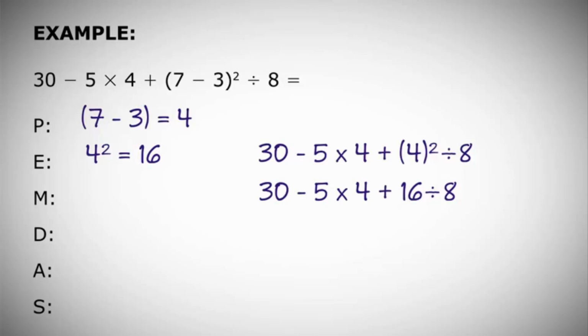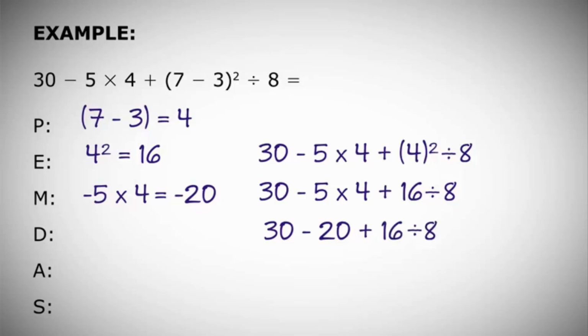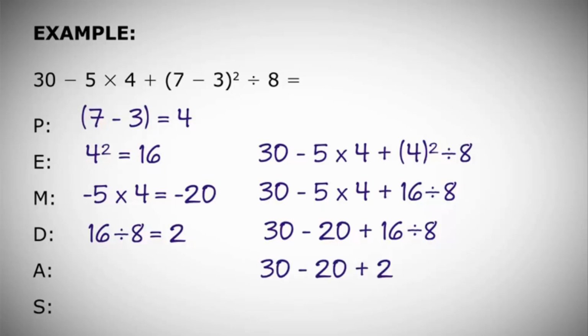Our next task is to take a look at the multiplication in the expression. We have 5 times 4 in our expression, which is equal to 20. Replacing that, we get 30 minus 20 plus 16 divided by 8. Next, we want to tackle division. 16 divided by 8 is equal to 2, leaving us with the expression of 30 minus 20 plus 2.